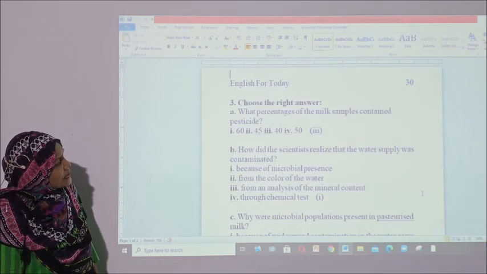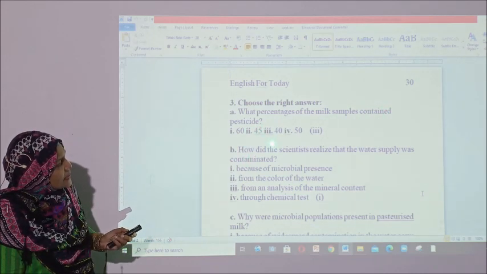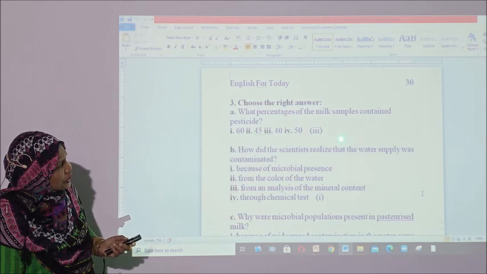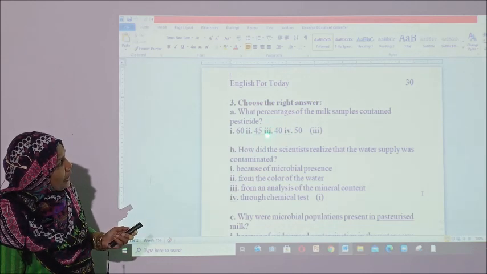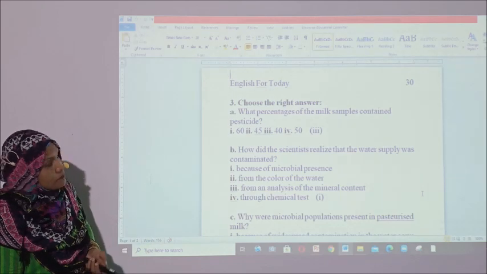Choose the right answer. What percentage of milk samples contain pesticides? 60, 45, 40 or 50? This is 45. 45% of milk samples contain pesticides.